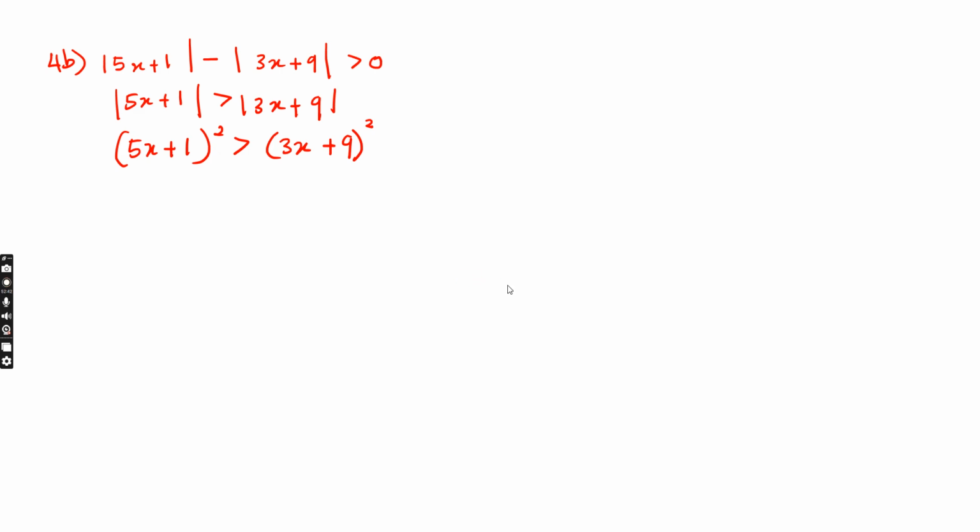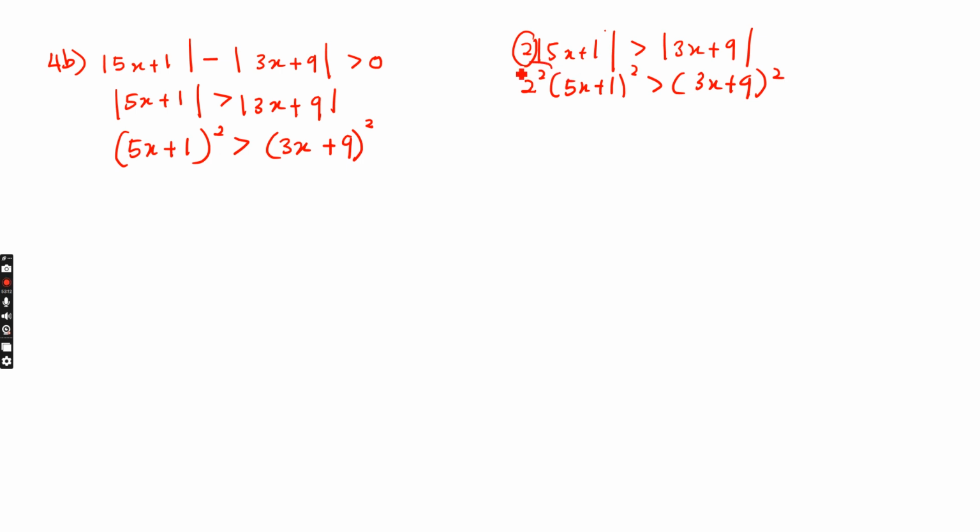So what if I have a question like this, 2 multiplied by modulus 5x plus 1 greater than modulus 3x plus 9. How are you going to solve this? Basically all of this you're going to change to the power of 2, including the value of 2 in front. So 2 squared times 5x plus 1 squared greater than 3x plus 9 squared. This one also you must square that value. You cannot leave it like that, you must square as well, because you need to change it for the whole equation itself.